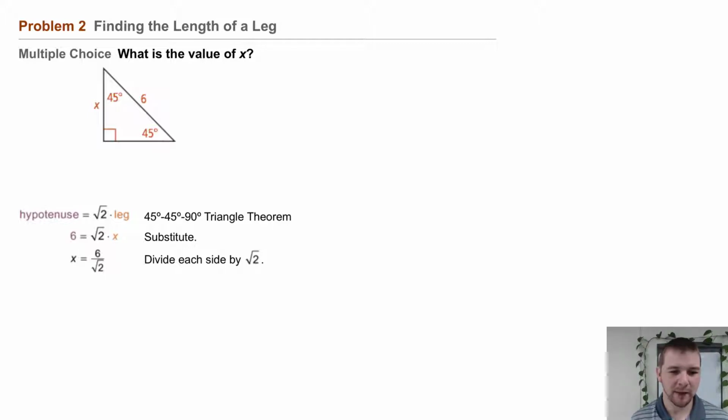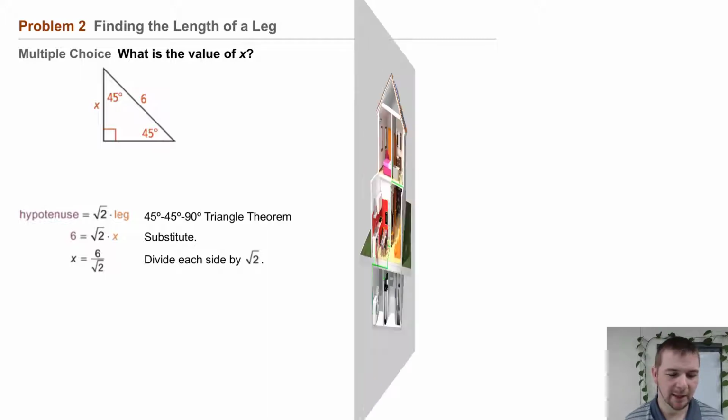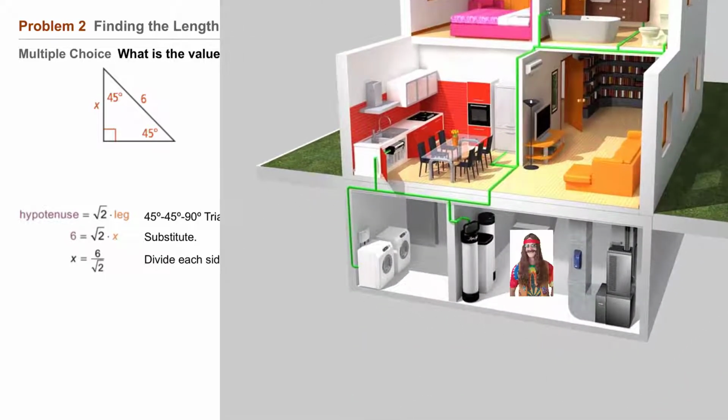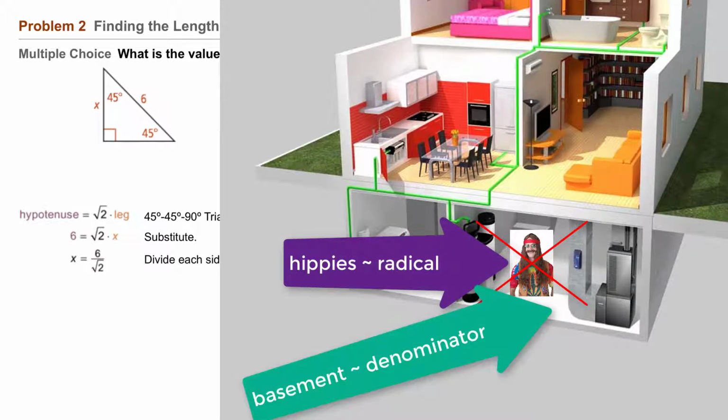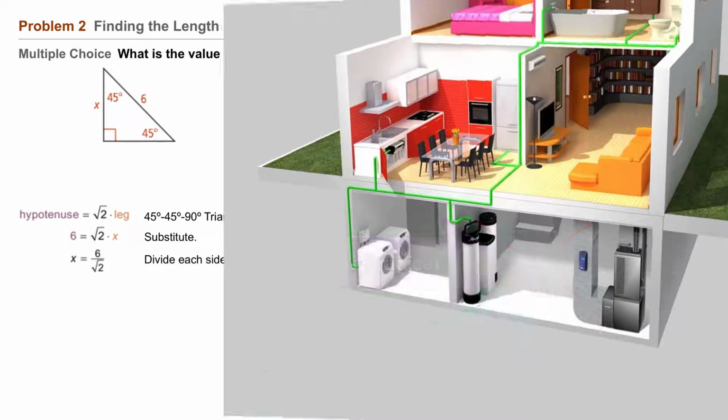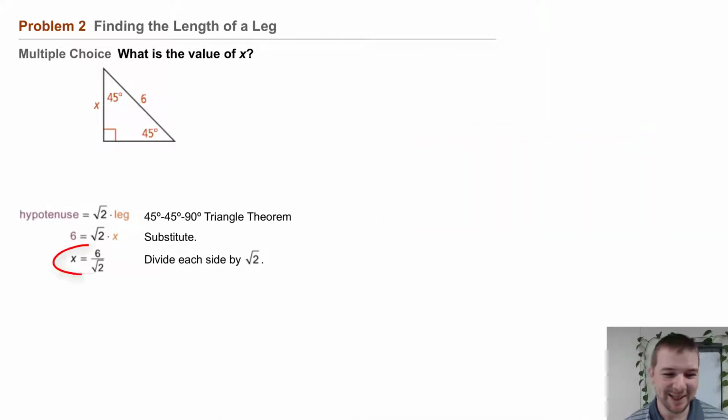Remember, we can't leave a square root symbol in the denominator of a fraction, otherwise known as no hippies in the basement. Hippies, radical, basement, denominator. So just remember that rule, no hippies allowed in the basement. And we're going to rationalize the denominator.